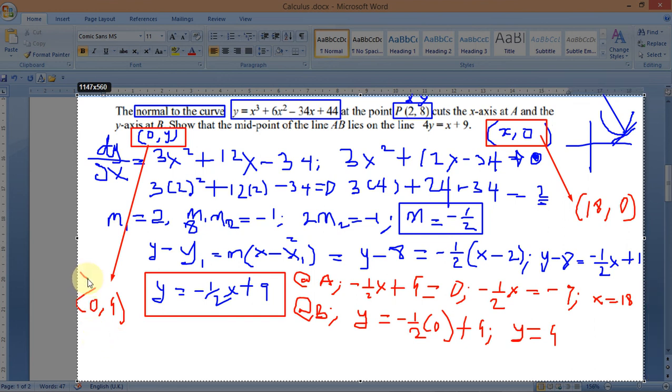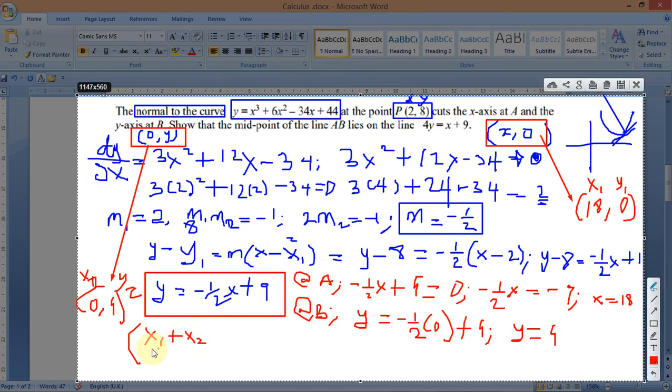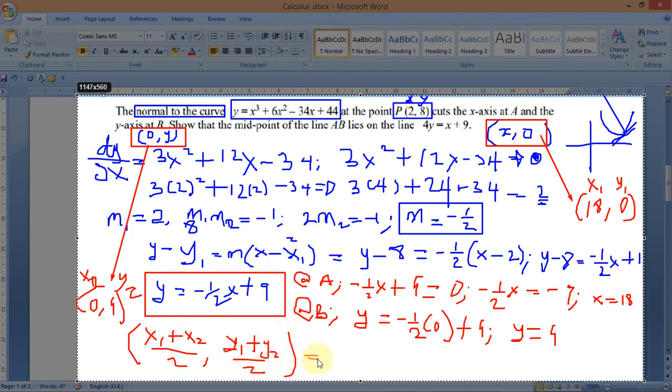So this is B, x2, y2. And this is A, x1 and y1. So don't forget the midpoint, guys. If you don't have a good understanding of straight line graph, please go ahead, I will show you where to download the video and get the resource. This is how to find the midpoint of a straight line: x1 plus x2 over 2, y1 plus y2 over 2. So just go ahead and complete it now.